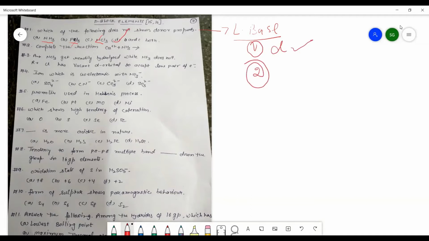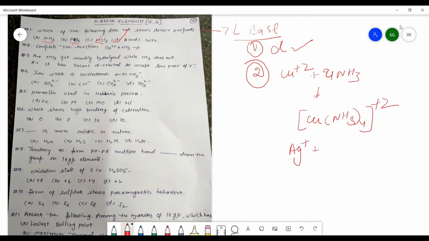Now see the second question. That is complete the reaction. As you know that NH3 is a Lewis base and it is a good complexing agent. In the reaction with Cu2+, 4 ammonia molecules will react with the copper and you will get such kind of reaction. So this kind of complex you will get with the copper, and whenever you do the same reaction with Ag, 2 NH3 molecules will react with it and there is a formation of such kind of complex like this. So here you can complete the equation by writing this complex.